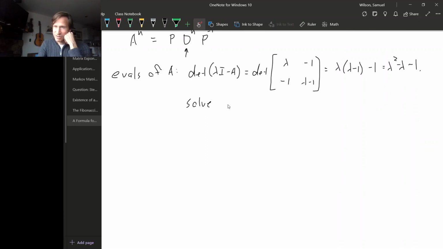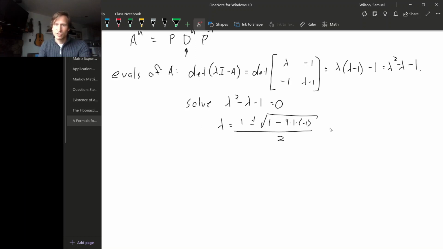So we're going to solve lambda squared minus lambda minus 1 equals 0. This doesn't factor nicely, so let's just use the quadratic formula. We get lambda is 1 plus or minus the square root of 1 squared, which is 1, minus 4 times 1 times minus 1, all over 2. So this is 1 plus or minus the square root of 5, over 2.